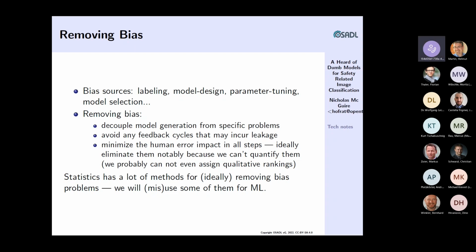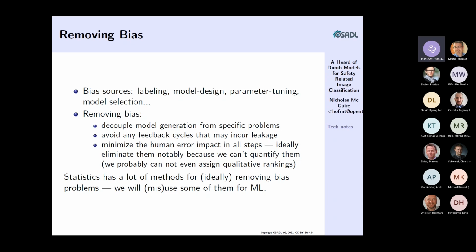So removing bias means we have to break these implicit connections by decoupling model generation from specific problems, which is actually currently the case as well. I mean, if you look at a CNN for a specific problem, there's not much problem specific in there anyway, but the tuning process might be problem specific. And these feedback cycles are what we have to break. We have to remove these feedback cycles. So no test, fix, and adjustment. We just generate and use.